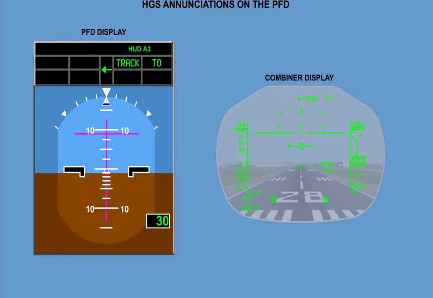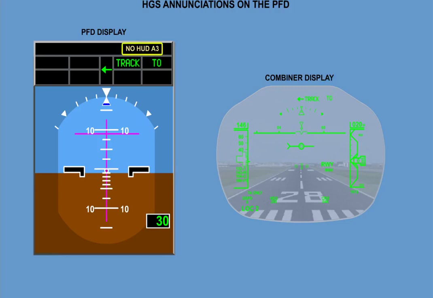HUD A3 active. HUD A3 in green, shown on PFD, indicates that the HUD A3 function is active and HGS guidance is being displayed. In the combiner, HUD A3 is shown at the right top corner of the combiner display.